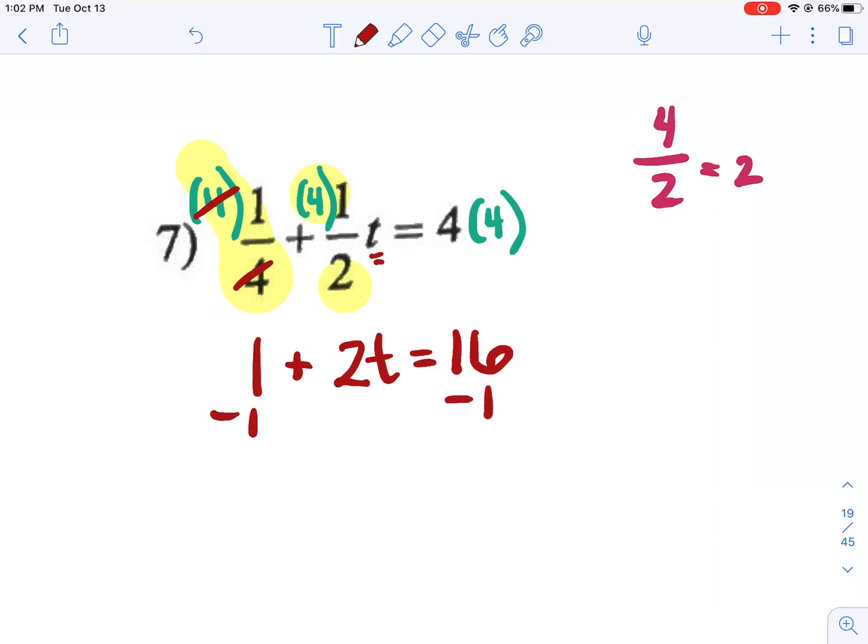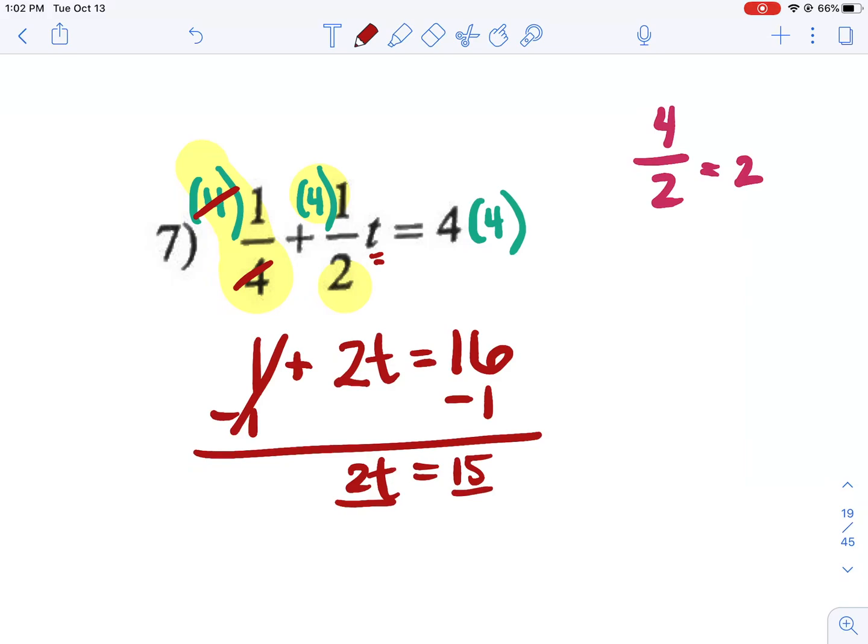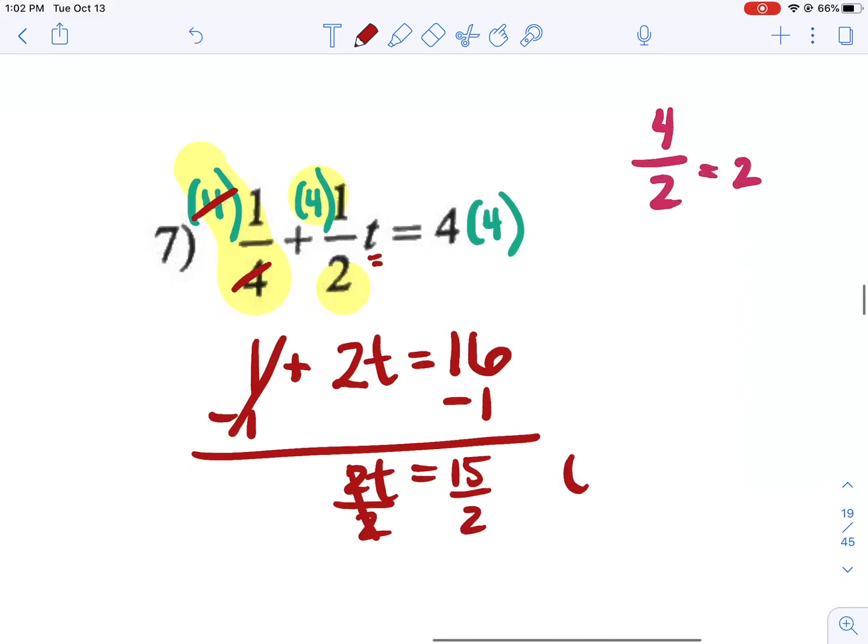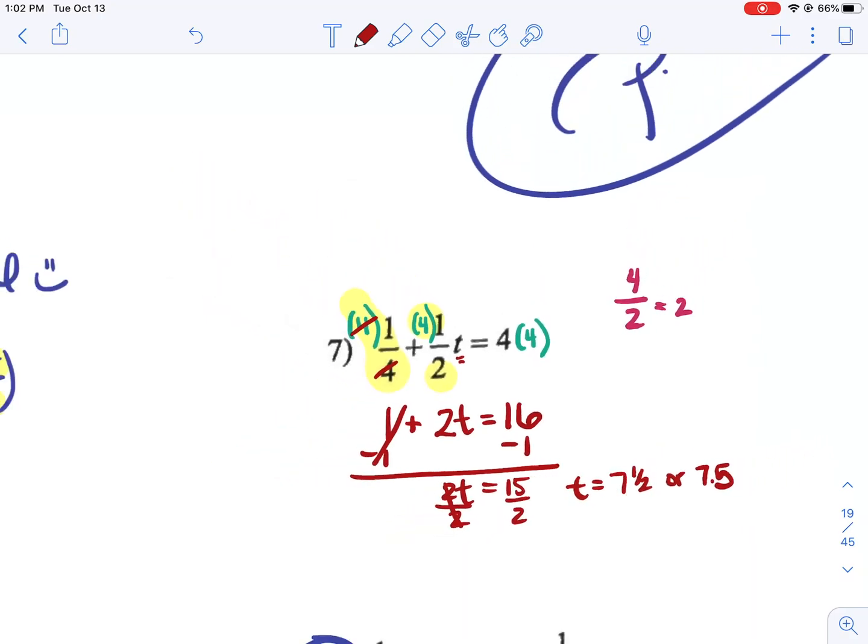So I'm going to take away 1 from both sides. I have 2t equals 15. I can divide both sides by 2. So t equals either 15/2 as a fraction or 7.5 as a decimal.